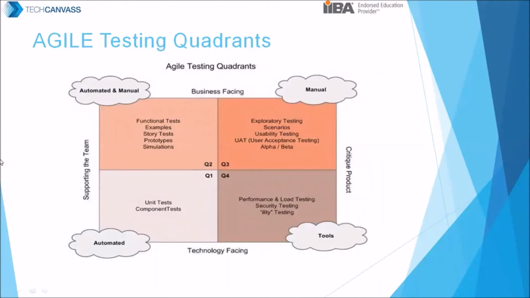Now we'll look at agile testing quadrants. So the screen you are looking at is agile testing quadrants, wherein we have two quarters. Quarter one is unit testing, unit tests, component tests, okay, which is normally automated.